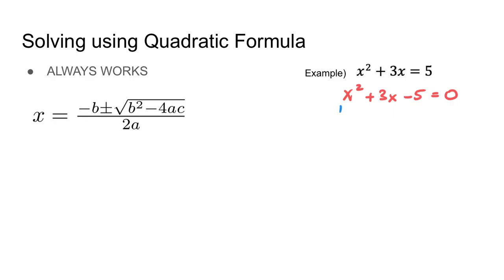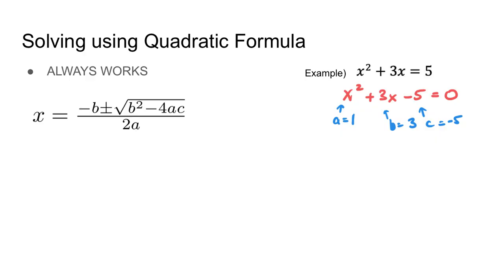Now, we need to identify what is A, what is B, and what is C in my problem. And that's going to be just like we used when we did our graphing. So in this problem, A is equal to positive 1, B is equal to positive 3, and C is equal to negative 5. We have to make sure we get the sign of the number as well.